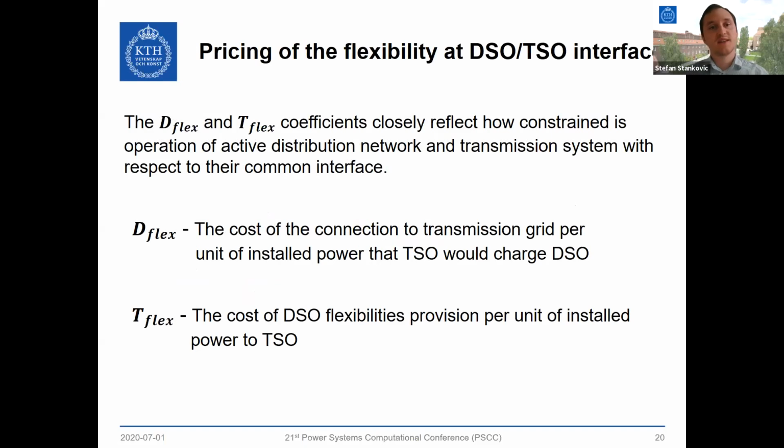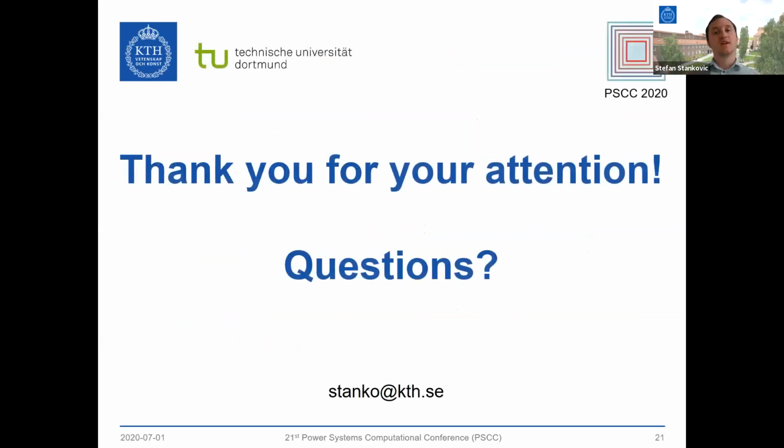Another conclusion that we made is that the D-flex and T-flex coefficients closely reflect how constrained the operation of the active distribution network and transmission system is with respect to their common interface. Having this in mind, we can say that the D-flex more or less reflects the cost of the connection to the transmission grid per unit of installed power that the TSO would charge the DSO. So it is basically reflecting the TSO connection costs for the distribution system, while the T-flex value is reflecting the cost of the DSO's flexibility provision per unit of installed power to the TSO. So how much would the distribution system operator charge the transmission system operator for provision of their flexibilities?